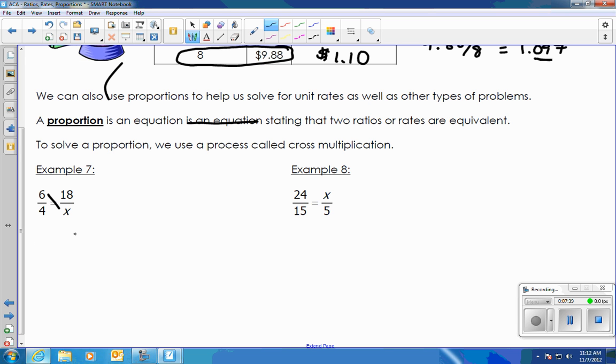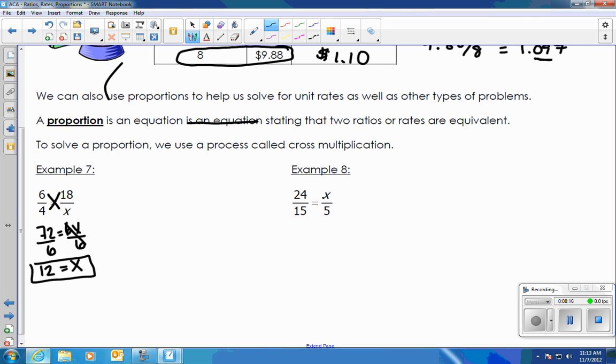We're going to multiply these 2 values, so 6 times x becomes 6x. And we're going to multiply these 2 values, so 18 times 4 becomes 72. Because this was originally equal, these amounts are equal as well. Now we've got a multiplication equation like we did a couple weeks ago. 6 times x, to get rid of that multiplication, I divide. That goes away and I have x left over. And 72 divided by 6 is 12.